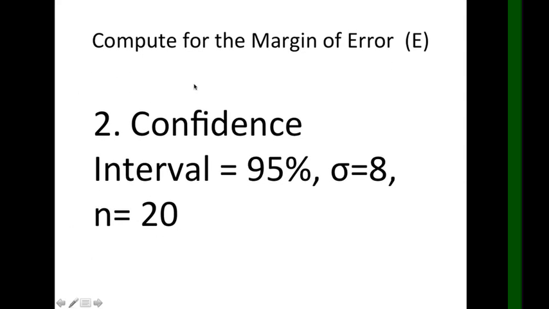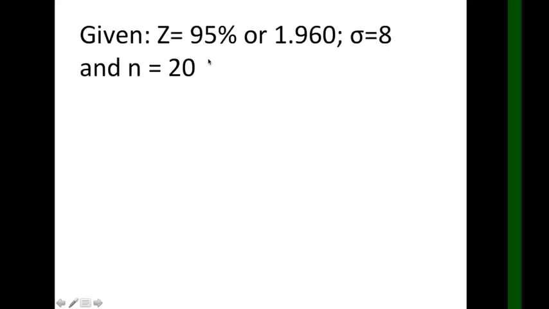Now, another example. Compute for the margin of error E with the confidence level equal to 95%, sigma or the standard deviation equals 8, and the sample size which is 20. So first, write the given. The equivalent of 95% level of confidence is 1.960.